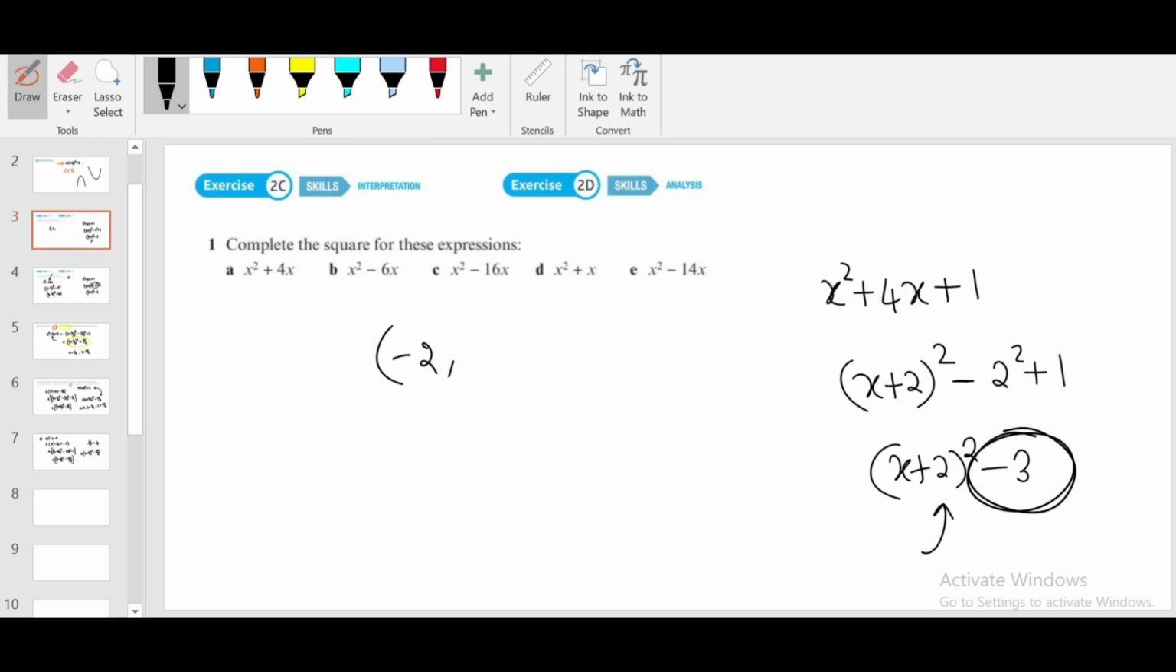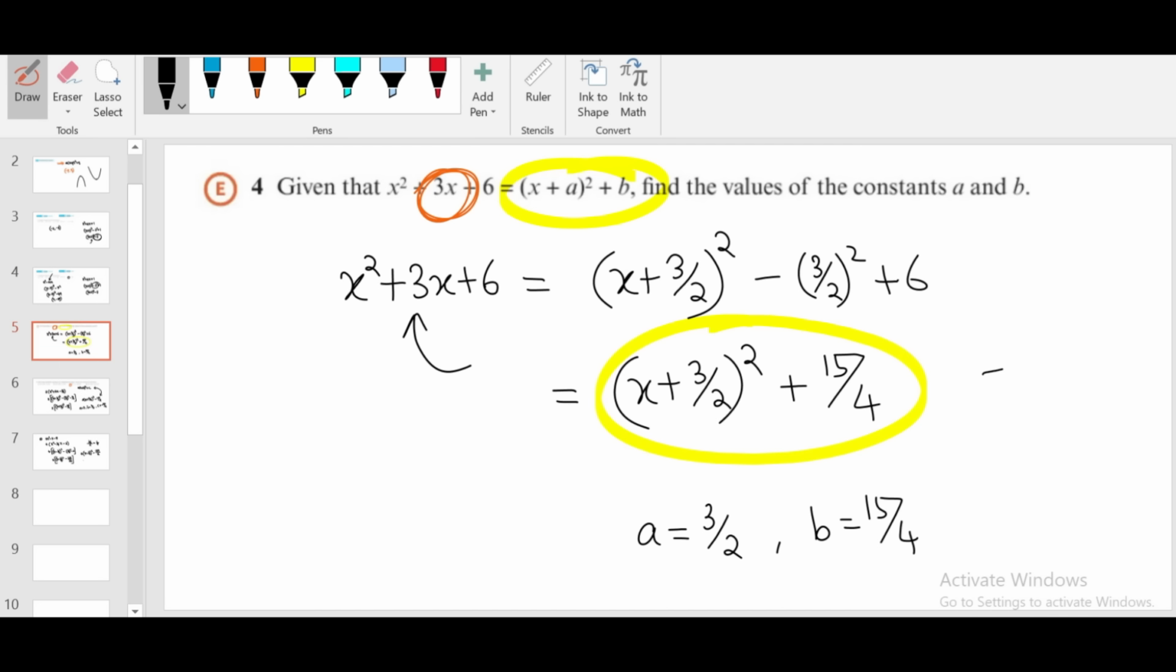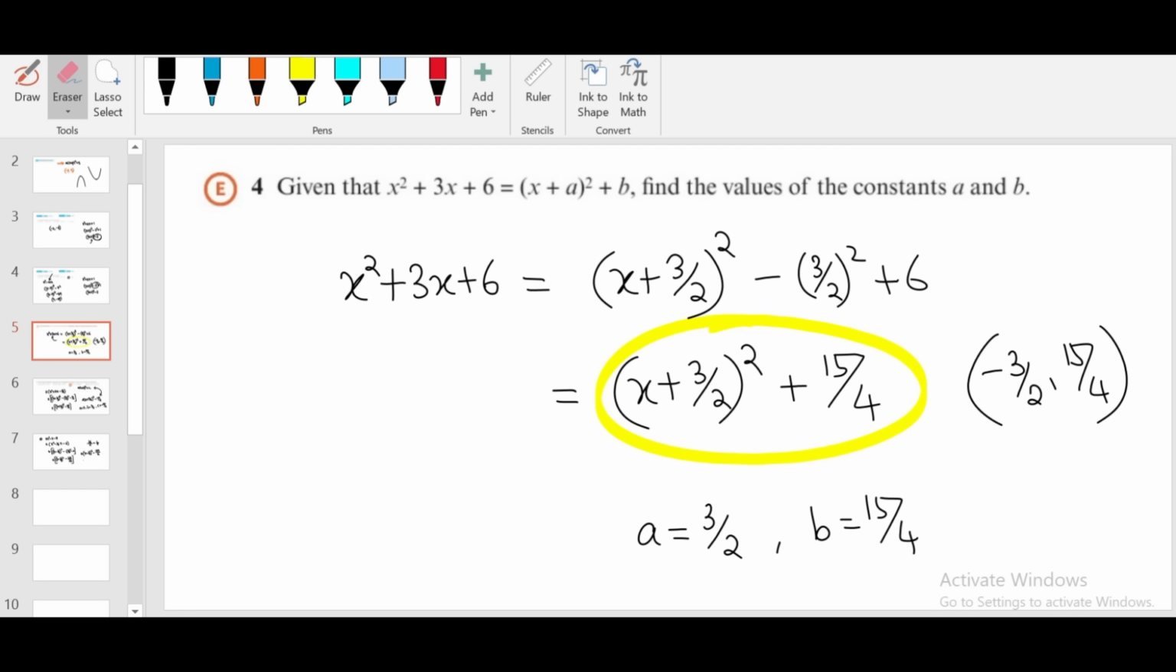The number standing all alone, take it together with the sign. Do not change the sign. Keep it as it is for that number. -2, comma, -3 will be the turning point here. How about here? +7, comma, -49. And for this one, -3/2, comma, 15/4. I hope you understand what I'm doing.